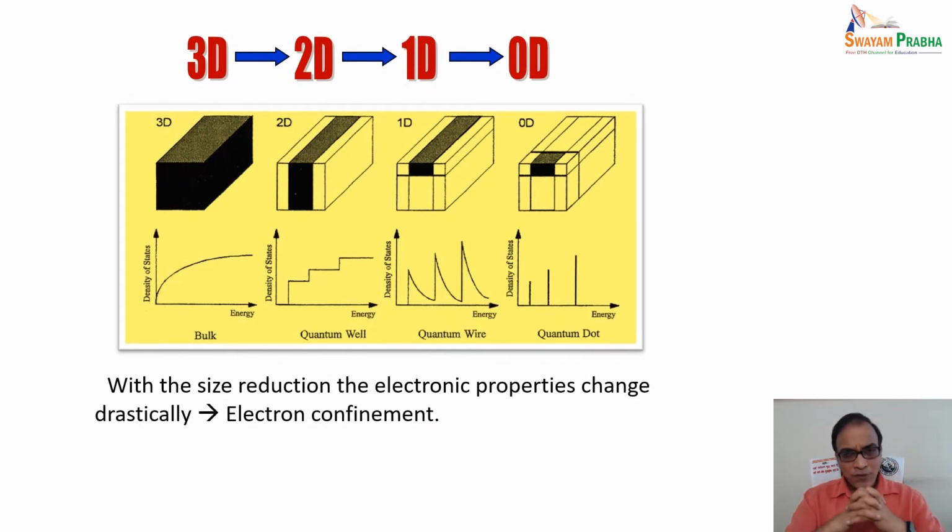And electron confinement: when the bulk material is reduced in size, its electron movement is confined from 3 directional to 2 directional to 1 directional and then 0 directional. And that's why it is called bulk, quantum well, quantum wire and quantum dots, because the quantum confinement, the electron confinement, is there. Depending on this electronic confinement, the properties get changed. And ultimately, this quantum dot is the complete confinement of the electron.